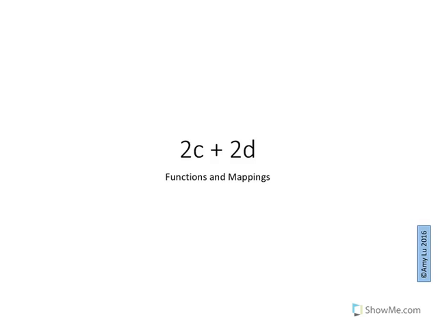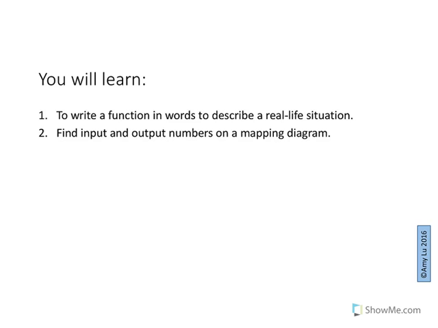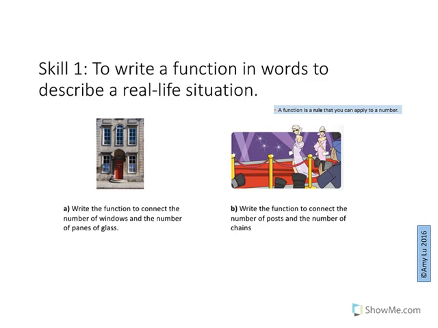This is Chapter 2C and 2D on functions and mappings. In this chapter, you'll learn to write a function in words to describe a real-life situation and then find the input and outputs of a number on a mapping diagram. So the first skill is to write a function in words to describe a real-life situation.